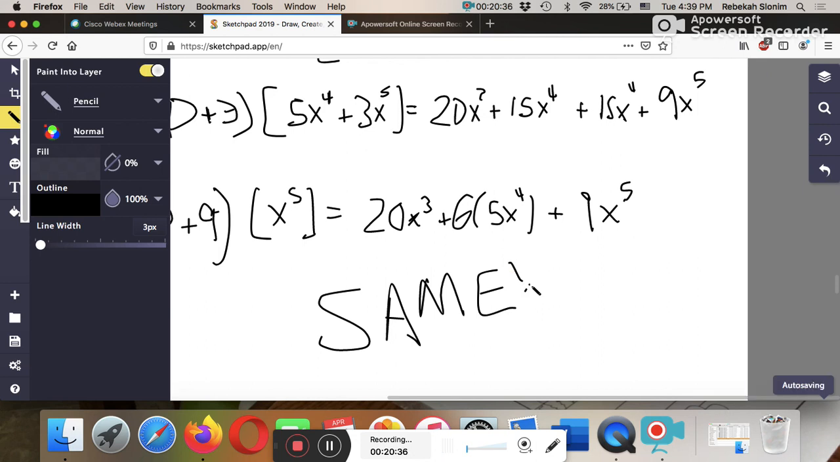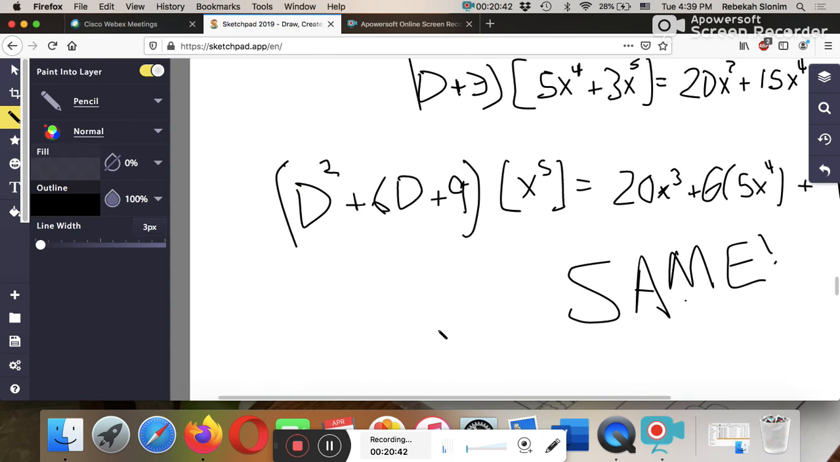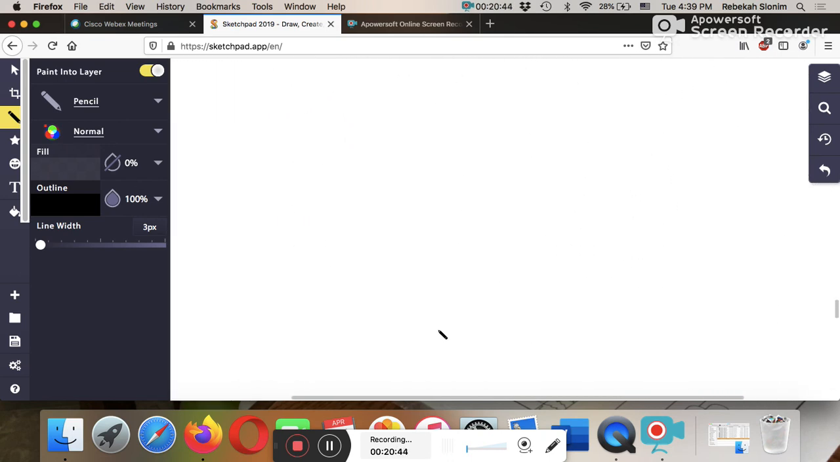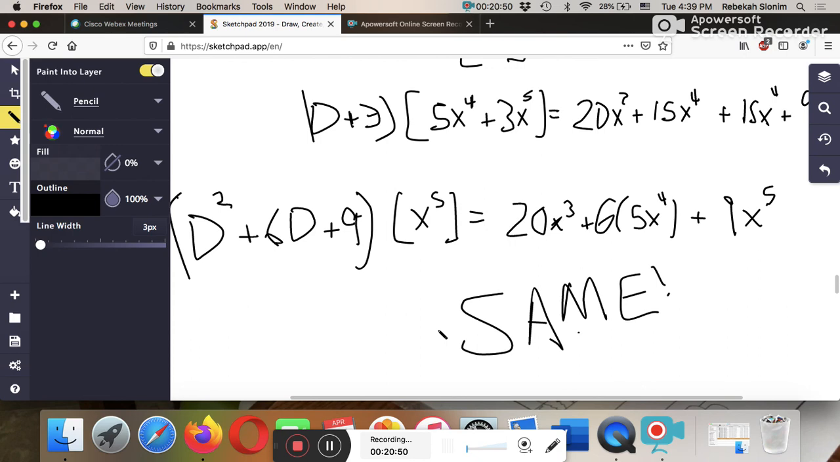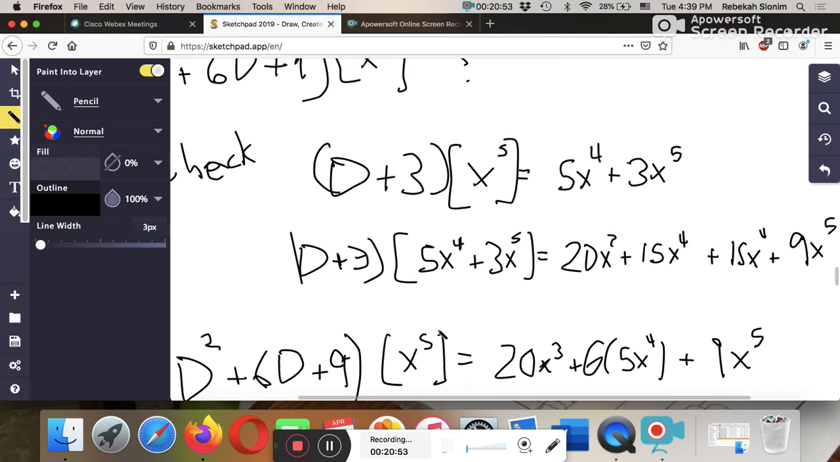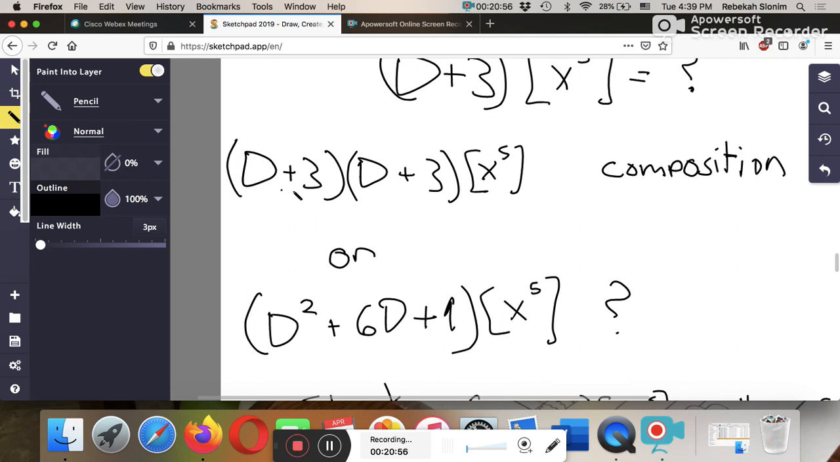Now, why would they be the same? Since this video is already over 20 minutes long, maybe I'll just let you think a little bit about why these might be the same. But the shorthand way to think about it would be to look at first this D plus 3 applied to D plus 3 applied to x to the fifth, and think about what that means. So it means we're taking the derivative of this whole thing, and then we're going to multiply 3 times this whole thing, and just expand all of that out, and use the fact that you can pull a constant out of a derivative.